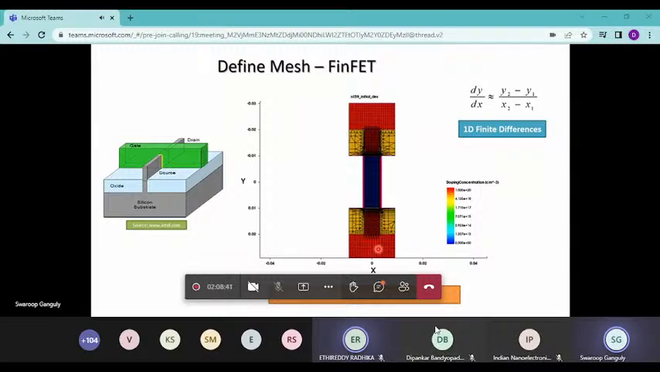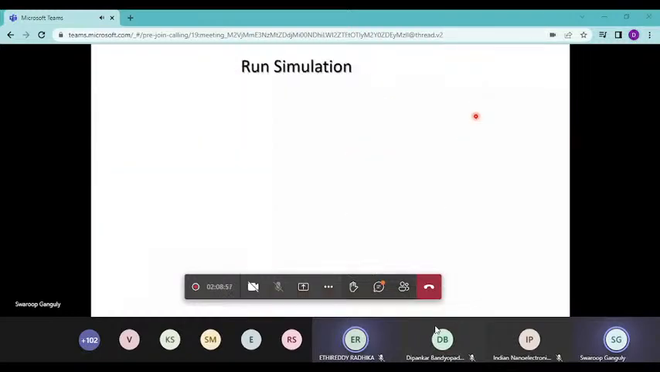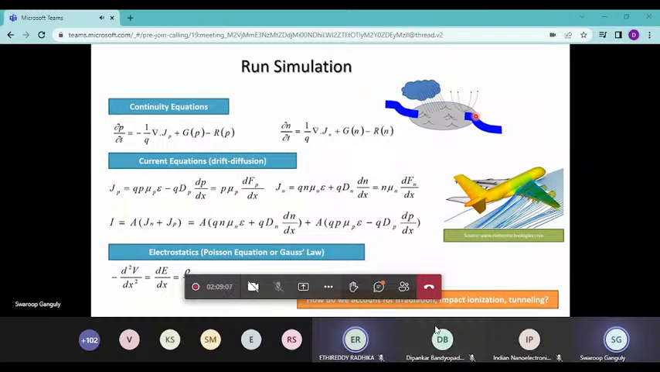Okay, now let's move on and see what equations we actually need to solve. We have defined the mesh, but we have defined the mesh so that we can evaluate some derivatives. But what are those derivatives? So once we have defined the mesh, we tell the simulator to solve these equations, and we run the simulation. And when we run the simulation, this is what happens. All of these equations get solved inside the computer, inside your simulator.